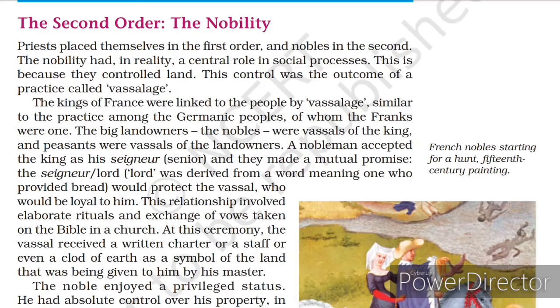So what I said is that when the transaction is being made, or when the land, or when the property is being given to someone, what is the symbol, or how the ceremony takes place, that is what we are saying.